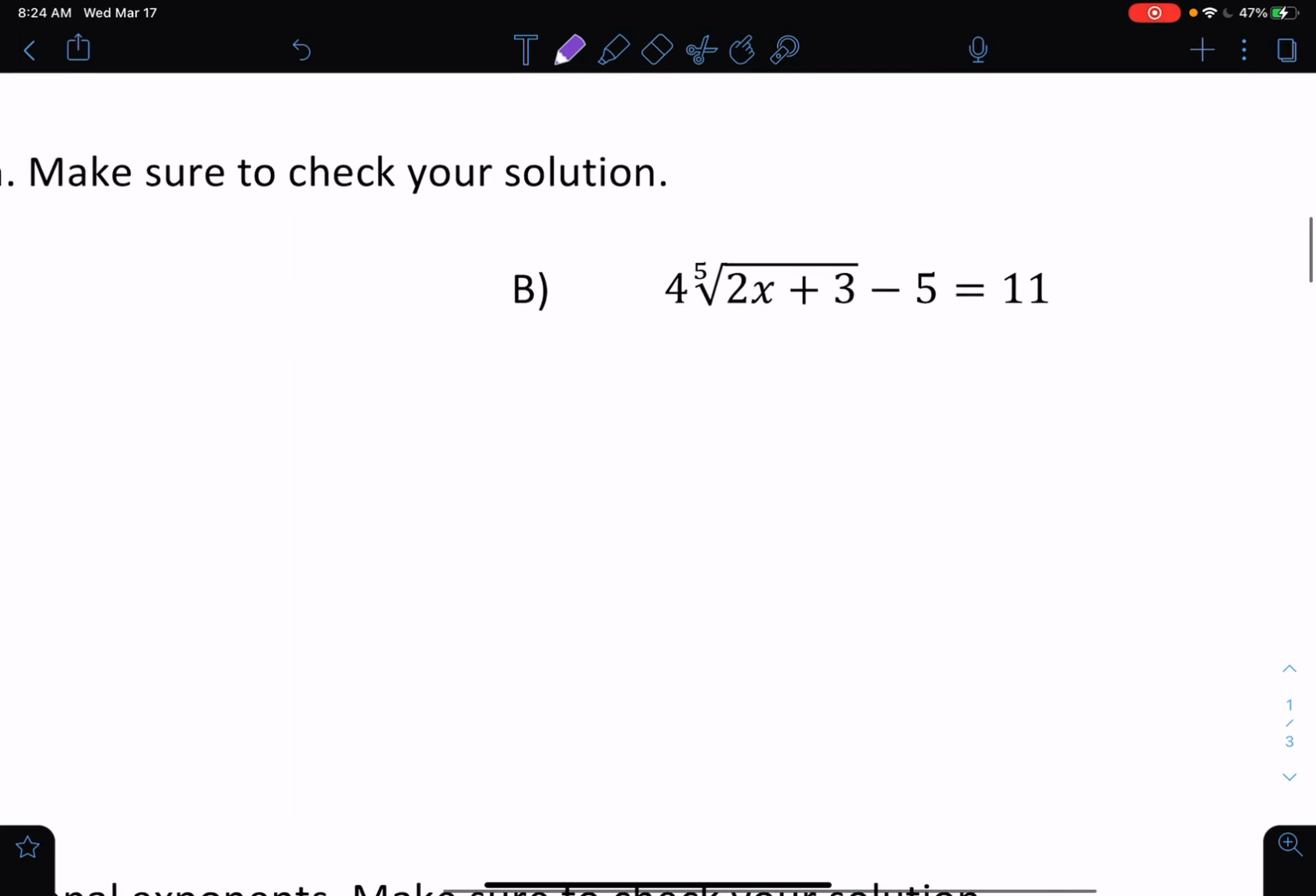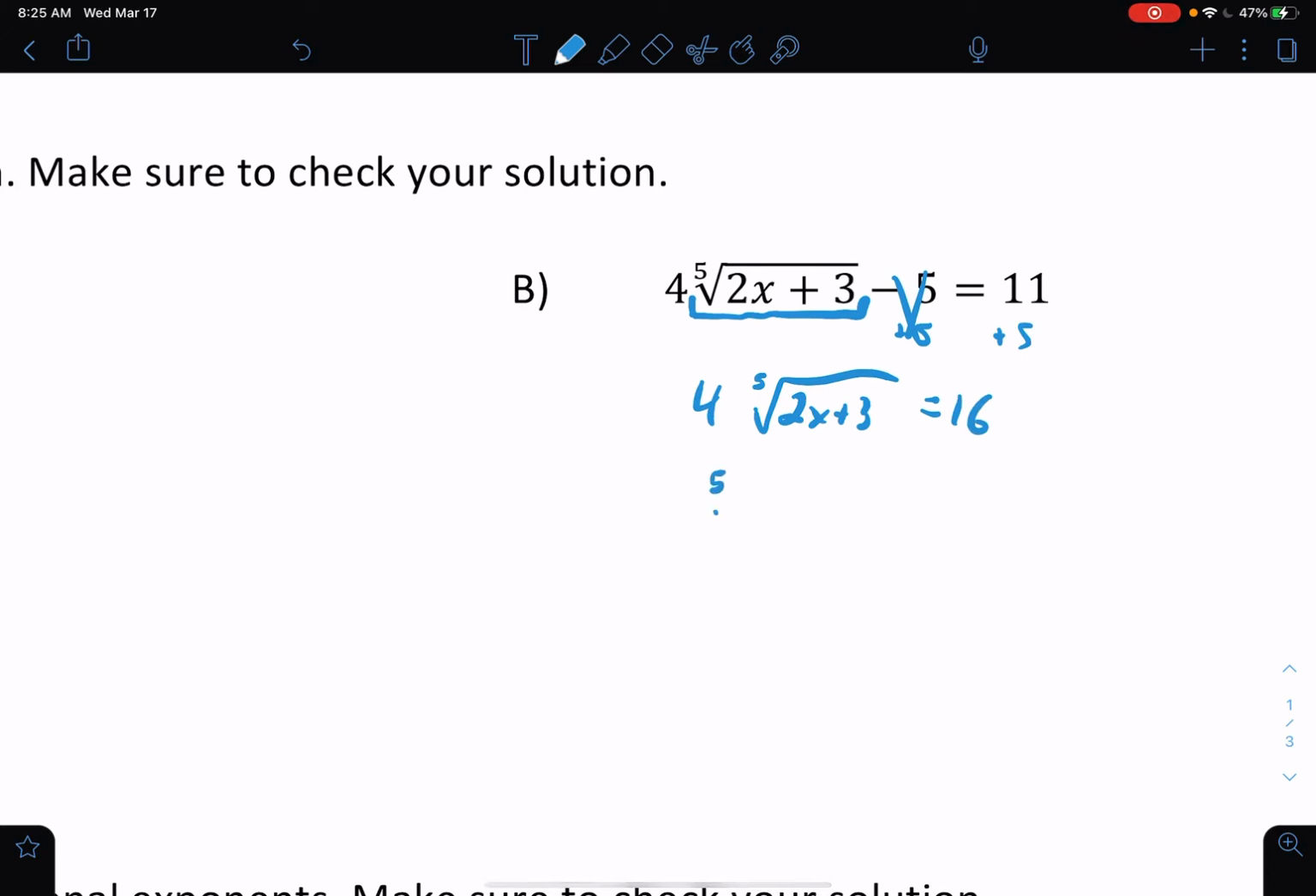All right, what about in B? We've got 4 times the fifth root of 2x plus 3 minus 5 equals 11. Well, our goal should still be to get this radical by itself before we try to undo that radical, if at all possible. Which we can. We can add 5 to both sides. So then we get 4 times the fifth root of 2x plus 3 equals 16. Divide both sides by 4. So we get the fifth root of 2x plus 3 equals 4.